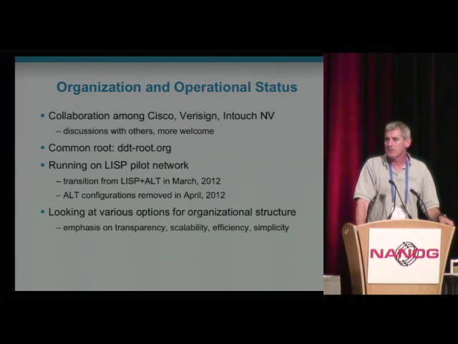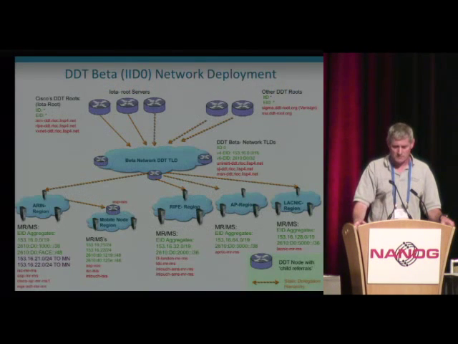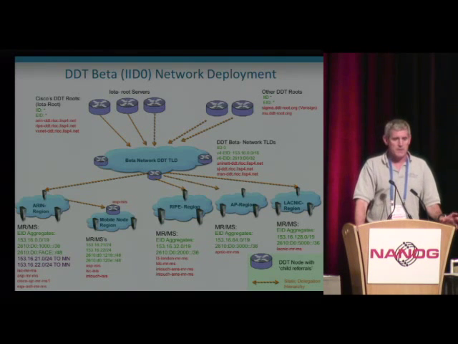We're looking at a number of different options for how to operationalize this in the future. Should the root be operated and run by a nonprofit, kind of analogously to the way that the root DNS servers are operated, or what sort of model makes sense? We need to focus on transparency. We want this to all be open and people to understand what's going on. And definitely scalability, that's probably the most important issue. And then, of course, efficiency and simplicity, because we want this to be able to be operated without a PhD in routing science.